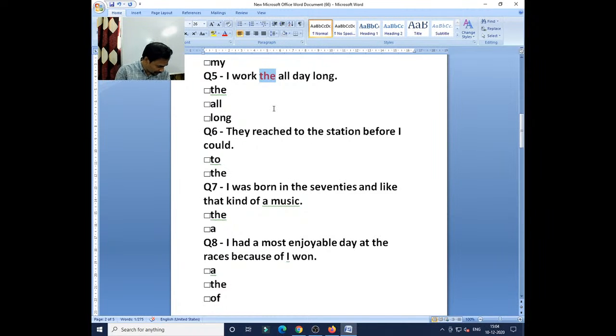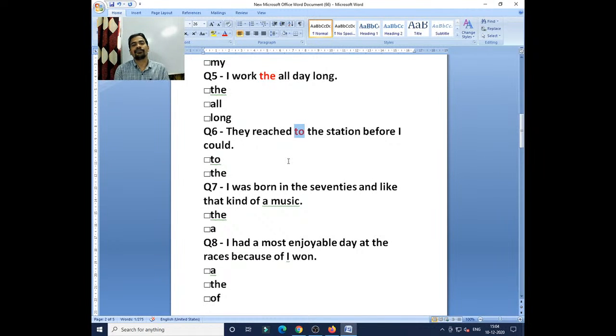Which one should we remove? Yes, one child has written, Pratishruta. Okay, you have written 2. Question number 6: they reached the station before I could. The word 2 is giving extra, unnecessary information which does not add any sense to your sentence. So the word 2 is to be removed so that we have good sense here.